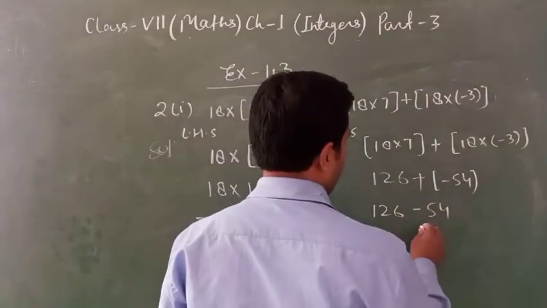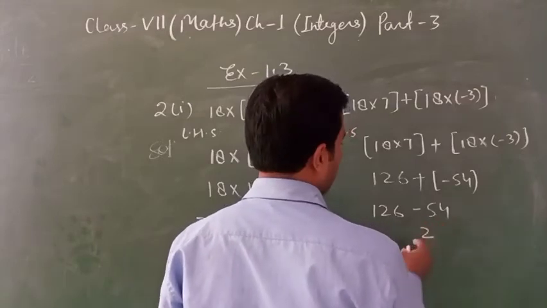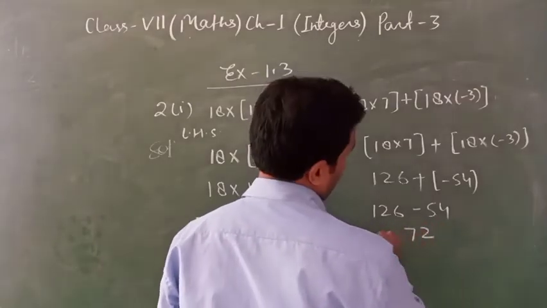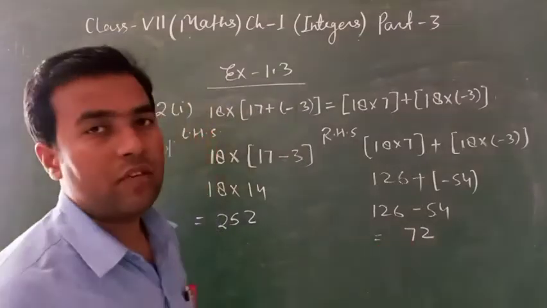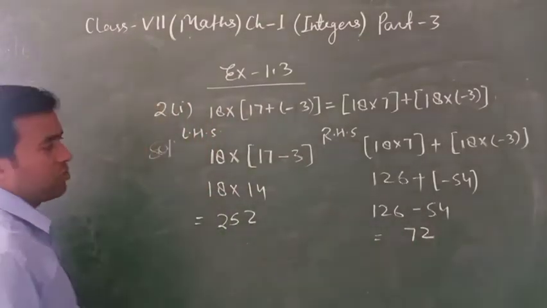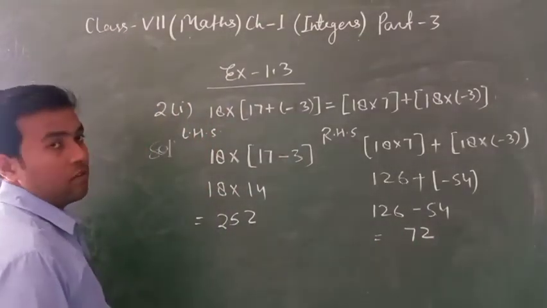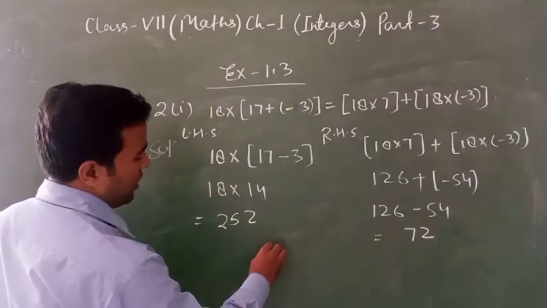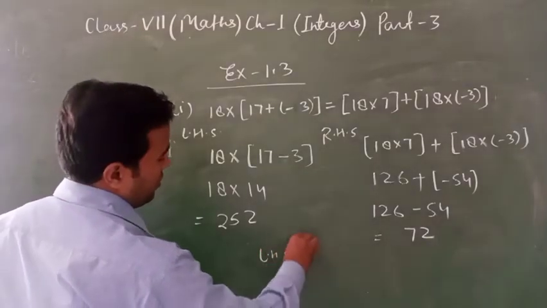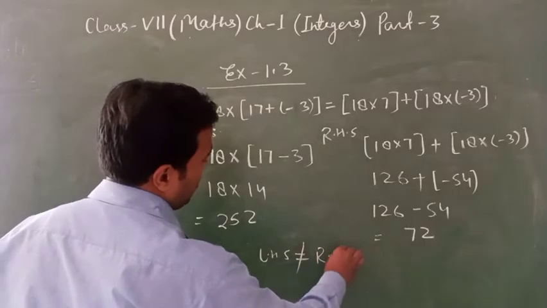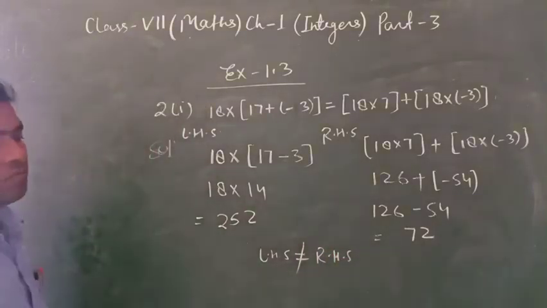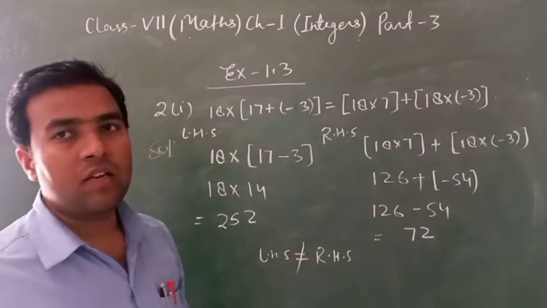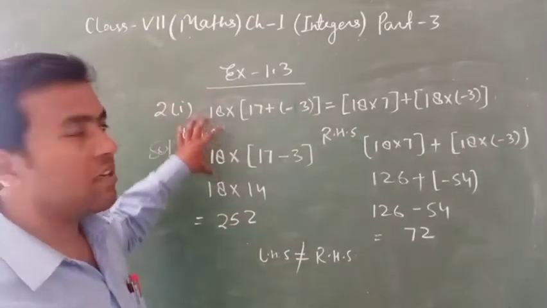So 6 minus 4 is 2. 12 minus 5 is 7. So it is coming 72, and it is coming 252. So both are not equal, meaning left hand side is not equal to right hand side. So it is not verified. Meaning first we will take the left hand side.